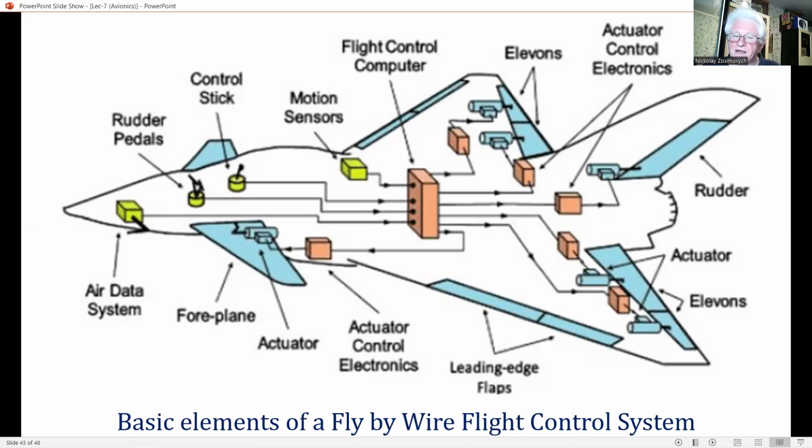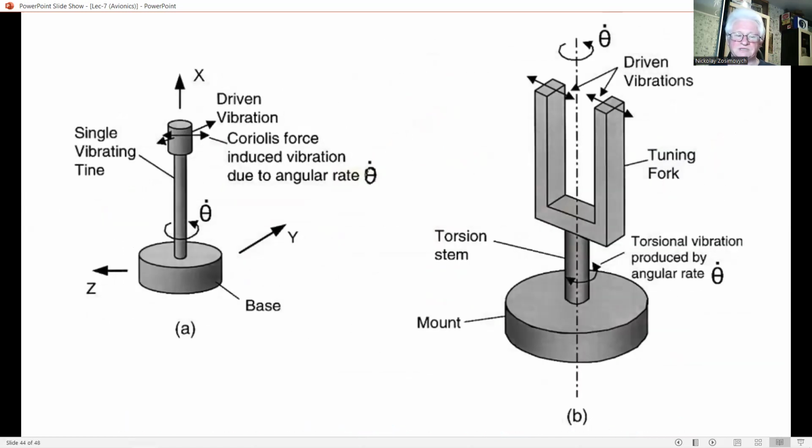This appears to be the most widely used type at the time of writing, but no disparagement is implied in any way of the vibrating cylinder type. The basic principle of the tuning fork rate gyro is briefly explained from this slide. Refer to the left figure A, which shows a single vibrating tine.